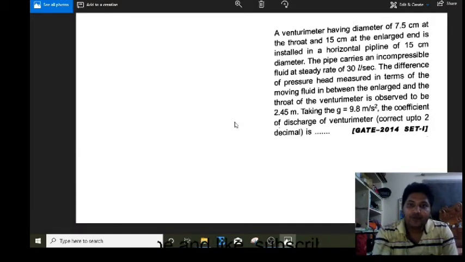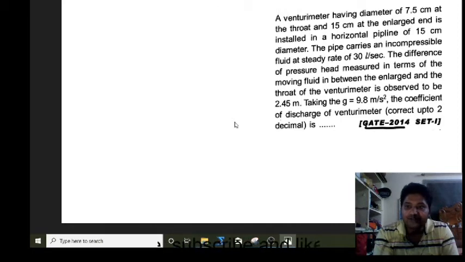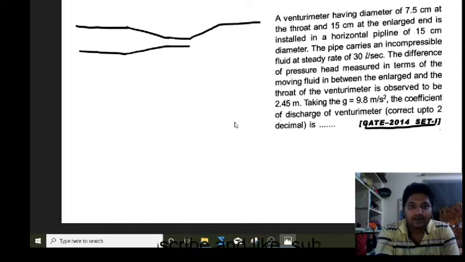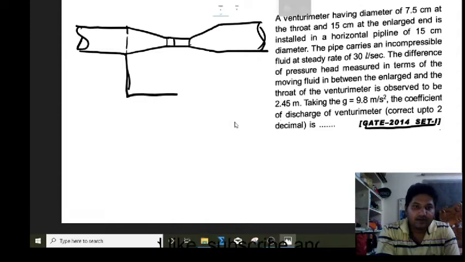Here it is a GATE 2014 Set 1 question paper. This is a venturimeter having diameter given. So this is my venturimeter I am drawing. Wait for a while. This is my pipe, this is my converging zone, and this is my throat. I am connecting this with a U-tube manometer.